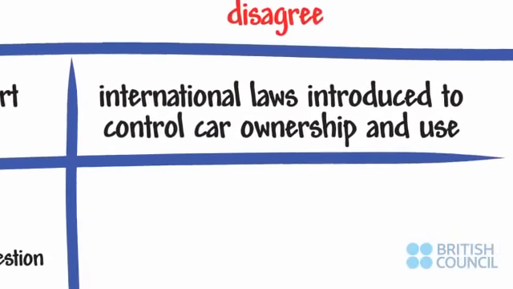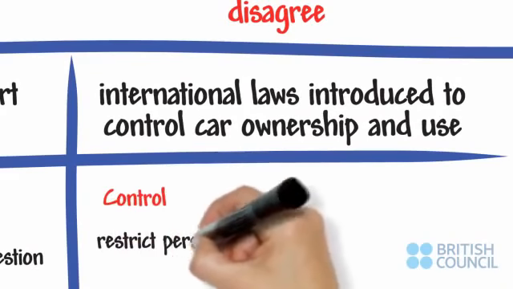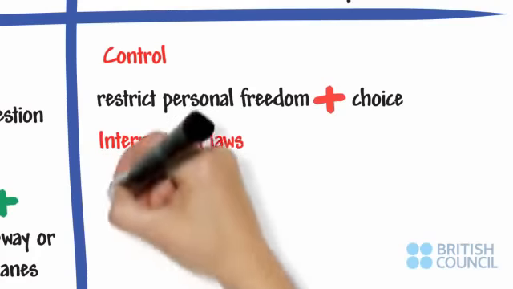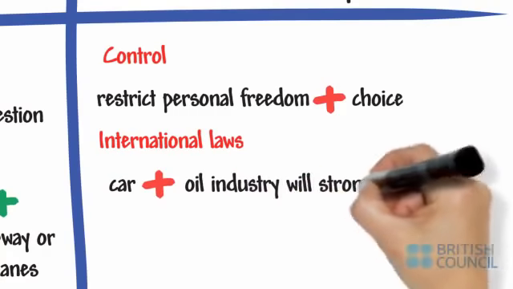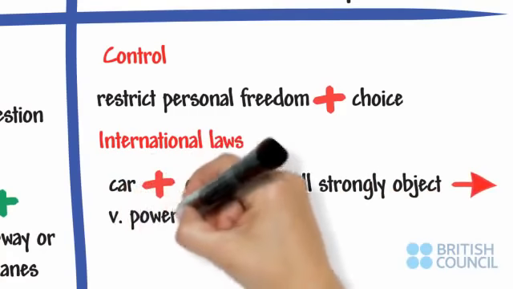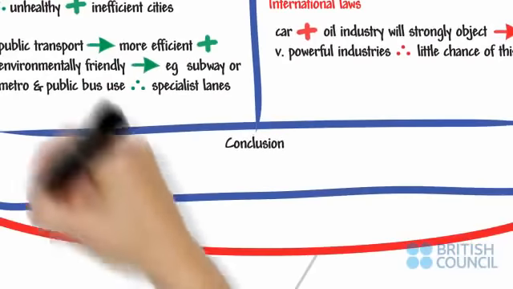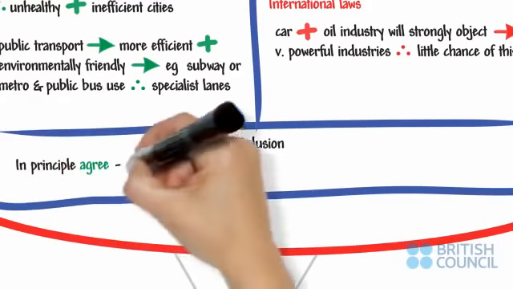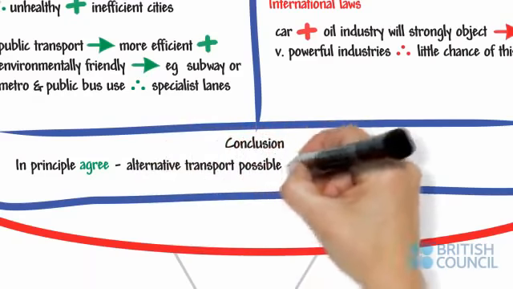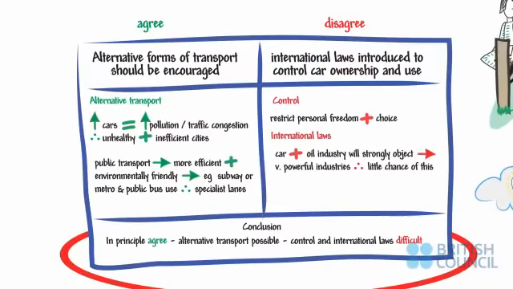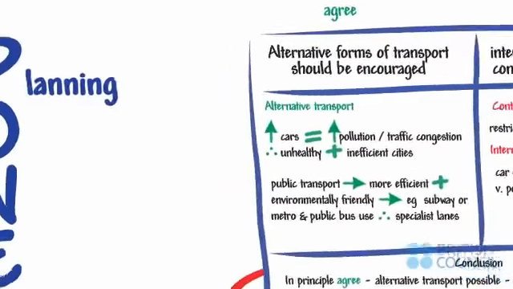Disagree. Control, restrict personal freedom and choice. International laws, car and oil industry will strongly object versus powerful industries, so little chance of this. Conclusion, in principle agree, alternative transport possible, control and international laws difficult. That is the planning stage.